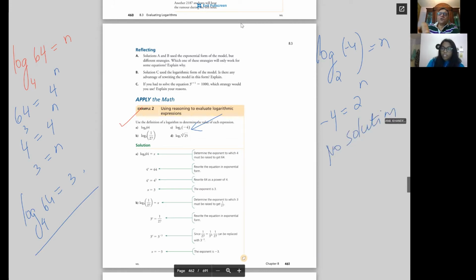If you recall, as far as logarithmic functions are concerned, the graph of a logarithmic function to the base greater than 1 is something like this, right? So we know that the x value has to be greater than 0. In this case, it was negative, and therefore it has no solution.